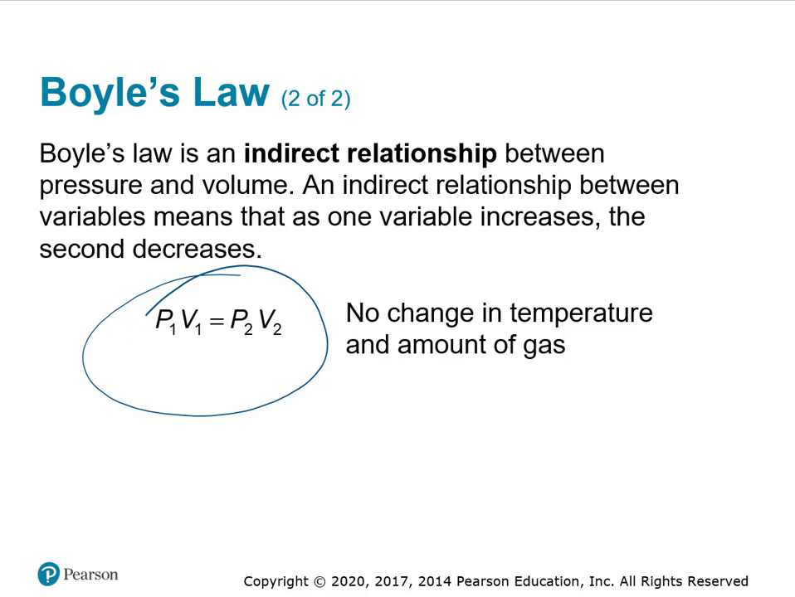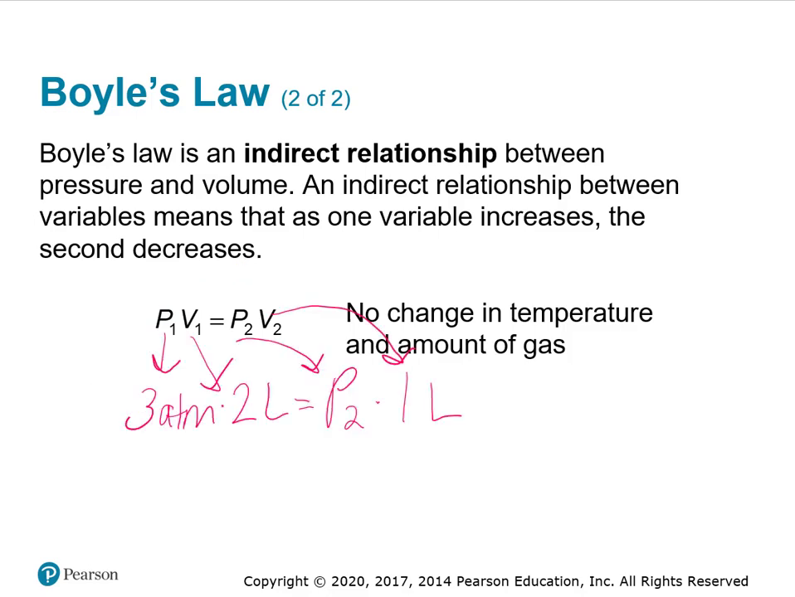Now let's use some easy numbers here. Let's say that my initial pressure was 3 atmospheres and I was in a container that was a 2-liter container. I just put in my pressure 1, my volume 1. Now let's say that my pressure changes, and when it does, my volume is decreased to 1 liter. So I had a container that was 2 liters, my container just decreased by half.